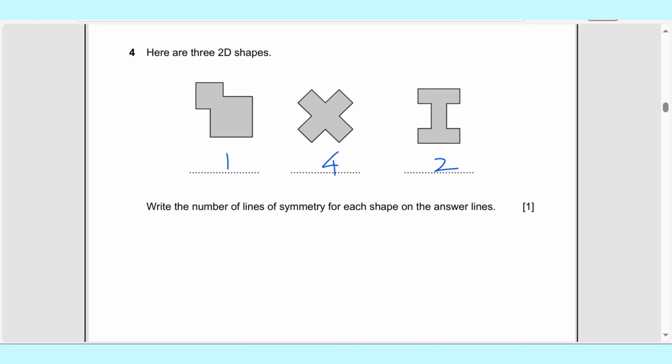How does it work? One line of symmetry is this one here, so when we fold it, it will be matching. Then this is 4, so 1 2 3 and 4. And this one, how is it? 2: 1 here and 2 here. Okay, we hope it's clear. Let's move on.